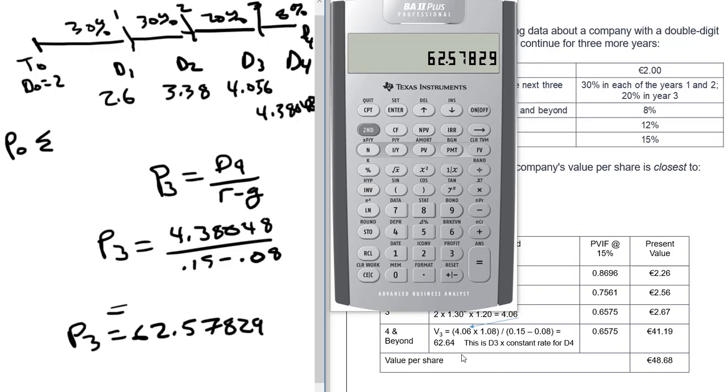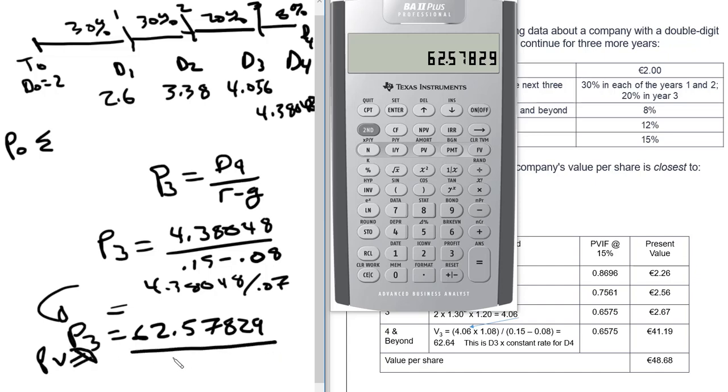So I'm just going to divide it by 0.07, and we're going to have P3 equals 62.57829. Okay, a little bit different than the number here, probably because we're using a little bit more rounding in our calculator, but don't worry, it's going to be close enough. So again, that P3 is 4.38048 divided by 0.07, just to write it out, and that's going to give us 62.5789.